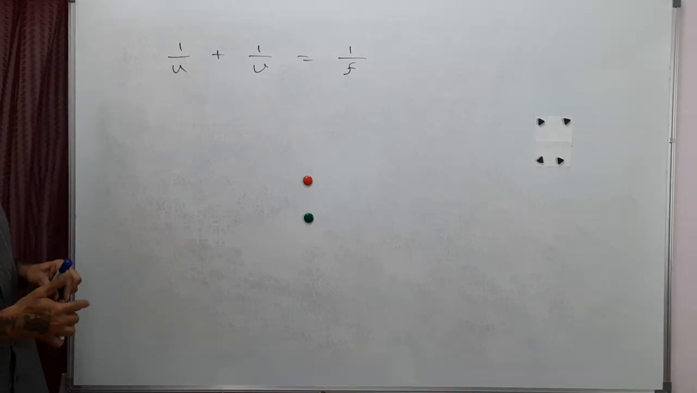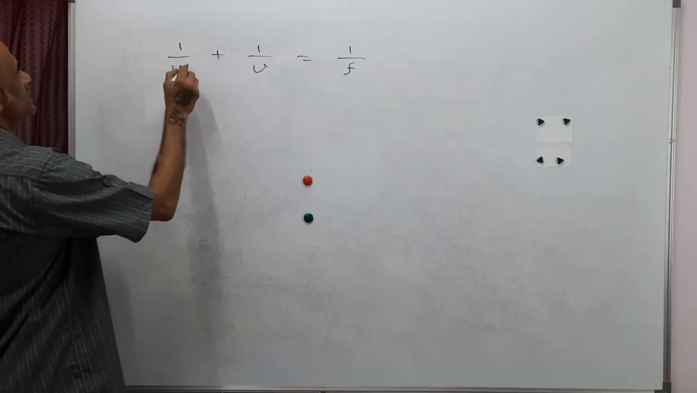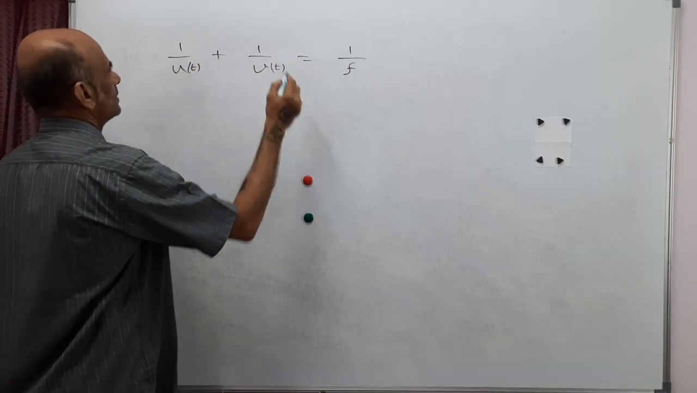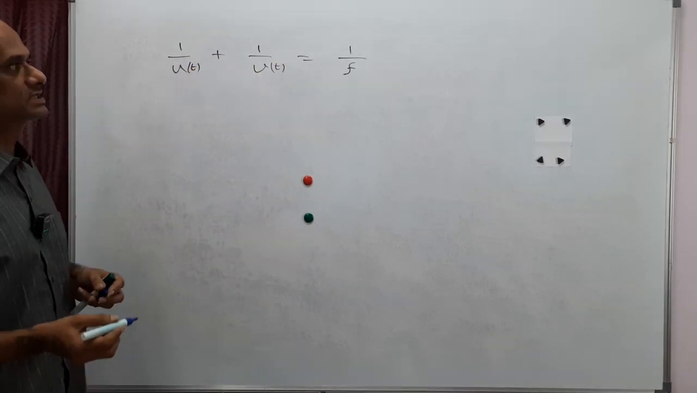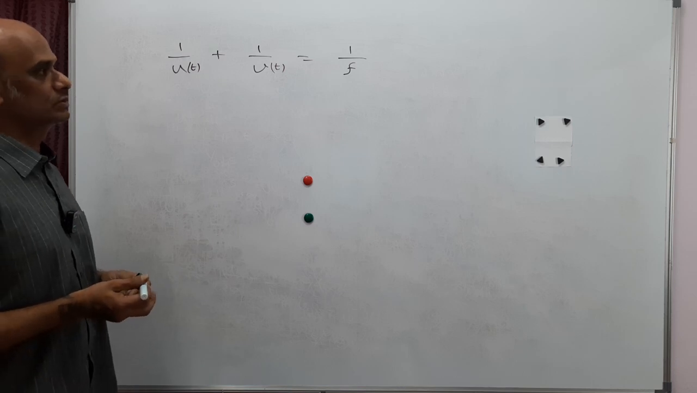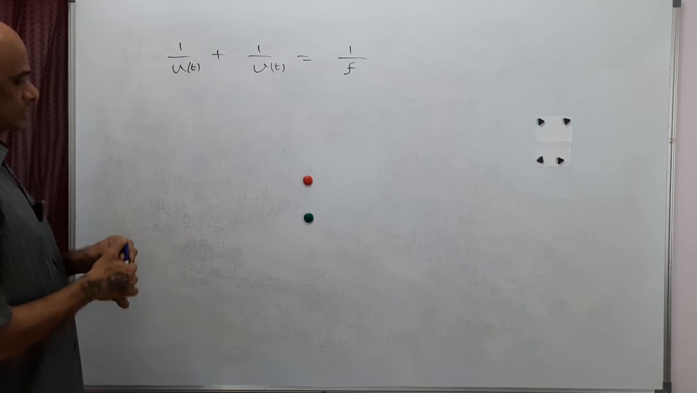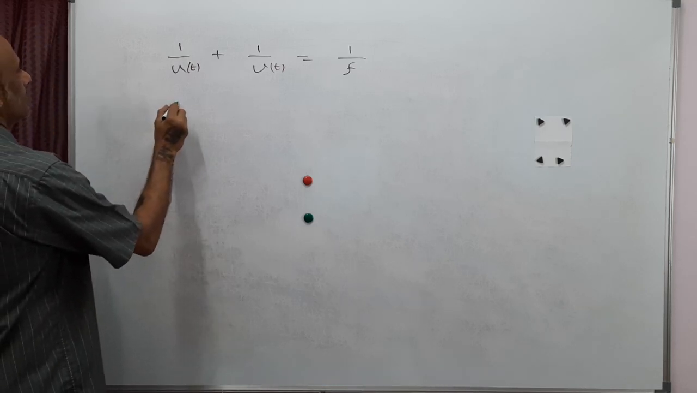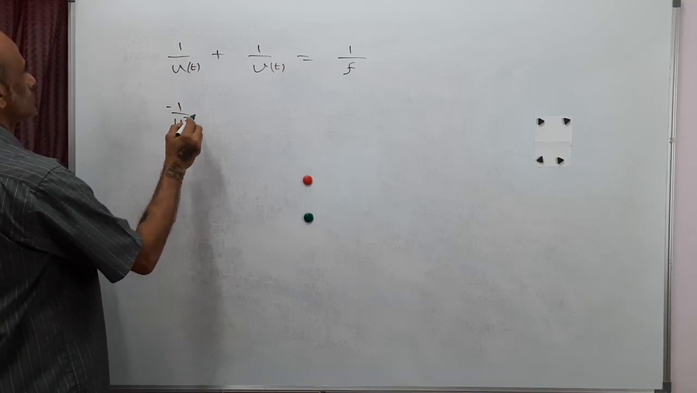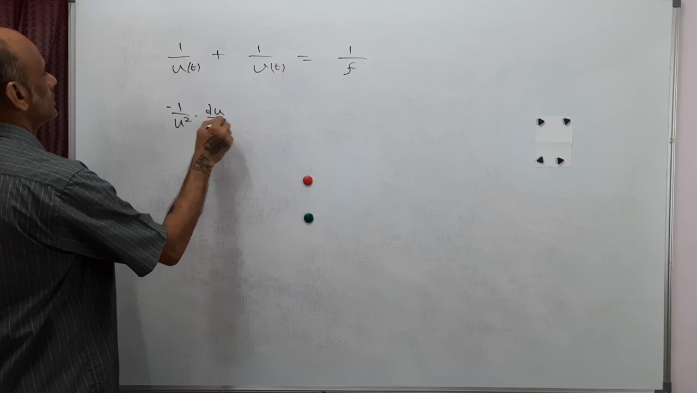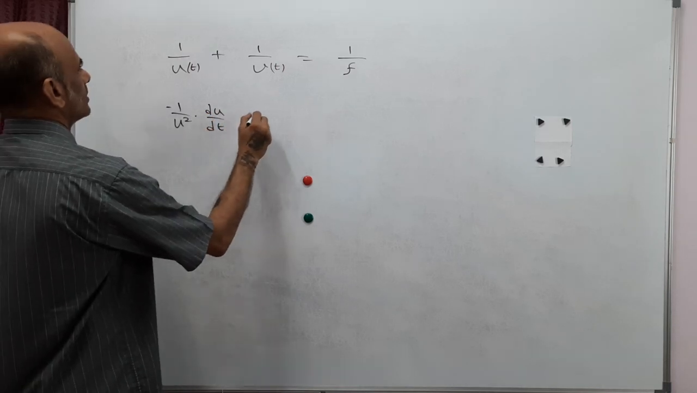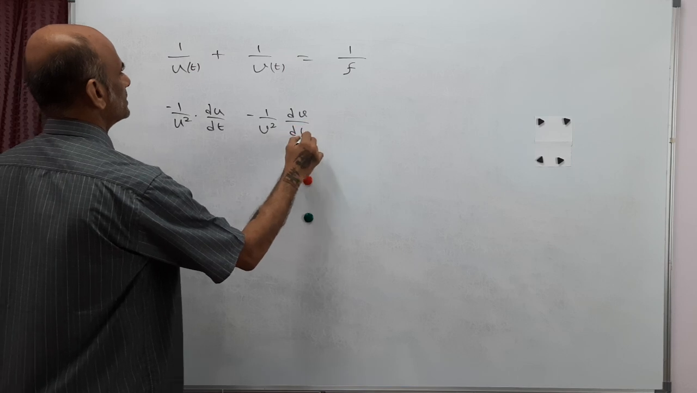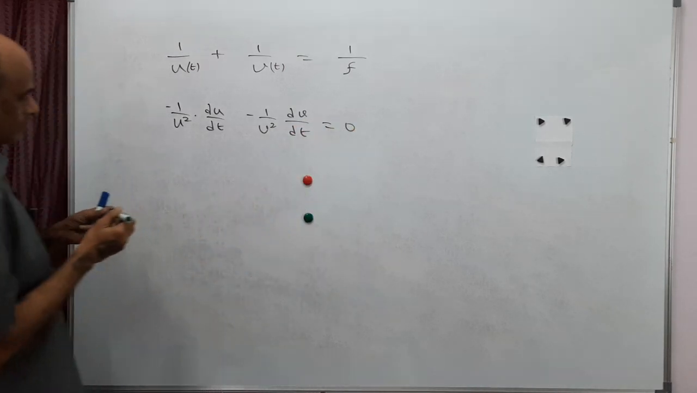When the object is moving, the object distance will be a function of time and also the image distance, but the focal length is fixed because the mirror is a rigid mirror. The curvature of the mirror is fixed. So differentiating both sides with respect to time, I'll get minus 1 by u square into du by dt minus 1 by v square dv by dt equal to 0.